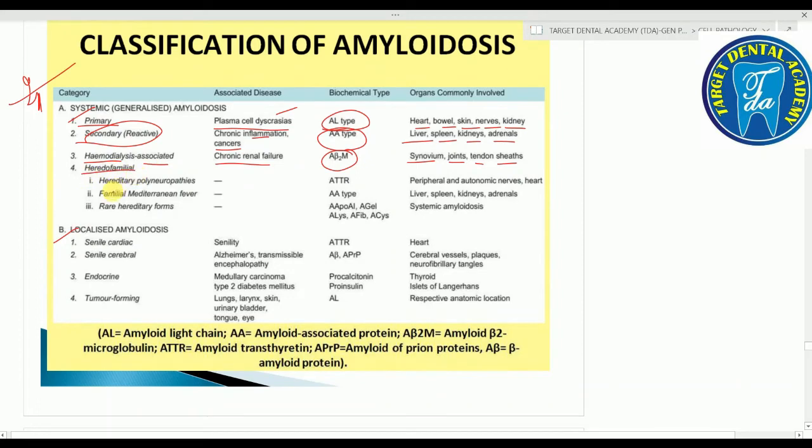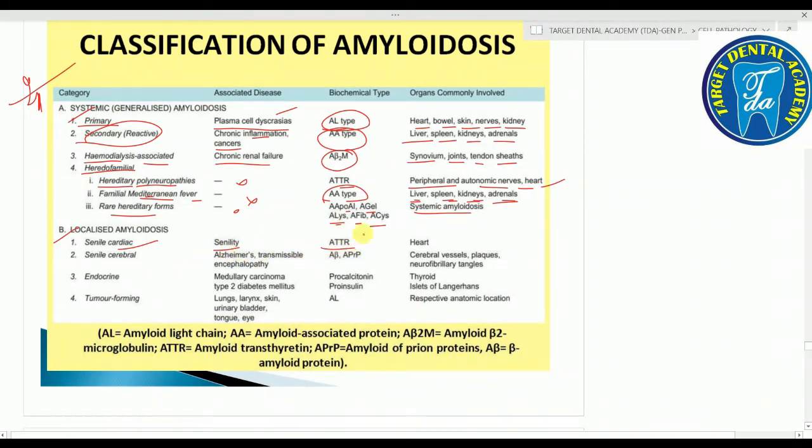While the heredofamilial, in which first is the hereditary polyneuropathies, in which there is no associated disease, biochemical type ATTR, and the organs involved are peripheral and autonomic nerve and heart. The familial Mediterranean fever, there is no associated disease, it is of AA type, and organs involved are liver, spleen, kidneys and adrenals. The rare hereditary forms, there is no associated disease, and the biochemical type is AApoAI, AGel, ALys, AFib and ACys. So it commonly involves the liver, spleen, adrenal, in systemic amyloidosis.